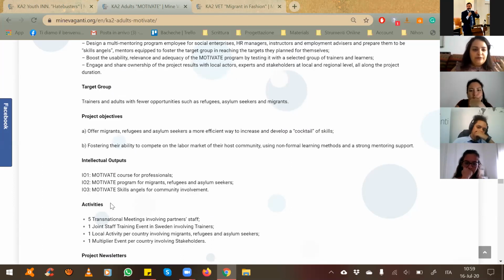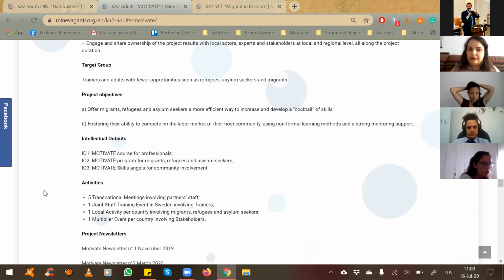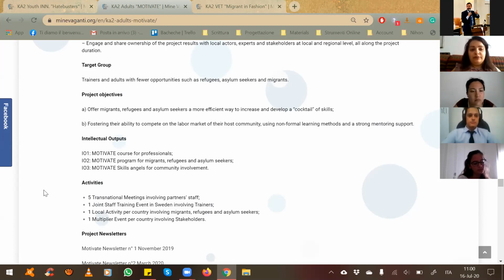So you see that we have three intellectual outputs in this project. First, the Motivate course for professionals. In this case, we are preparing a training format for trainers and professionals, who can also be linguistic and culture mediators, those who have experience and are working in the field with this specific target group of migrants, refugees, and asylum seekers. Then the second output is the program for migrants, refugees, and asylum seekers.